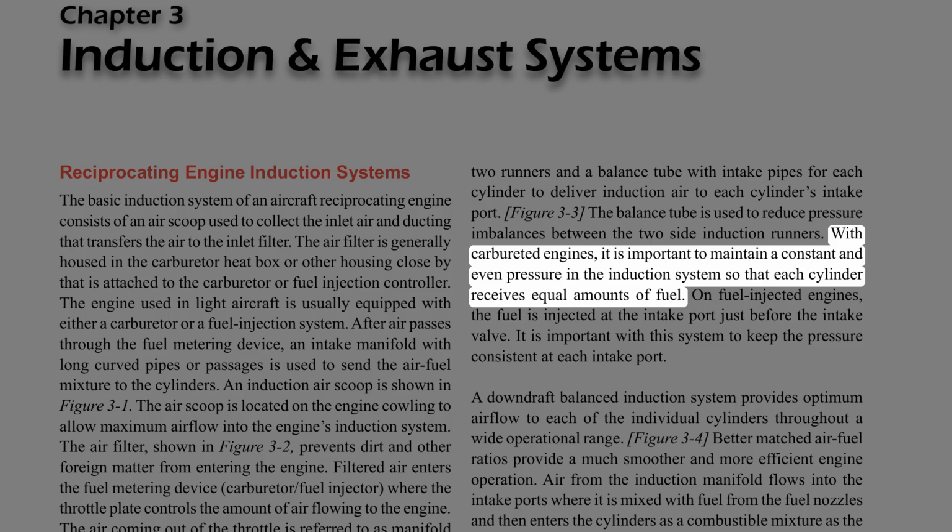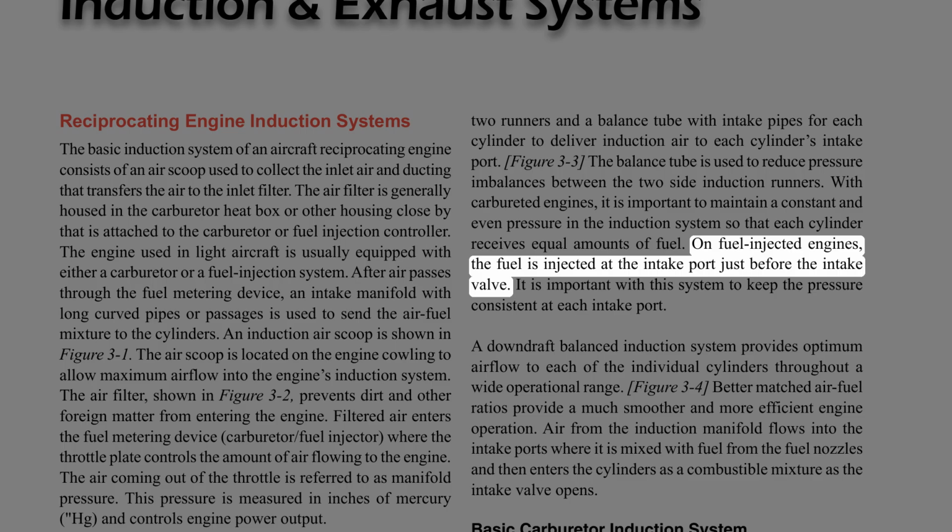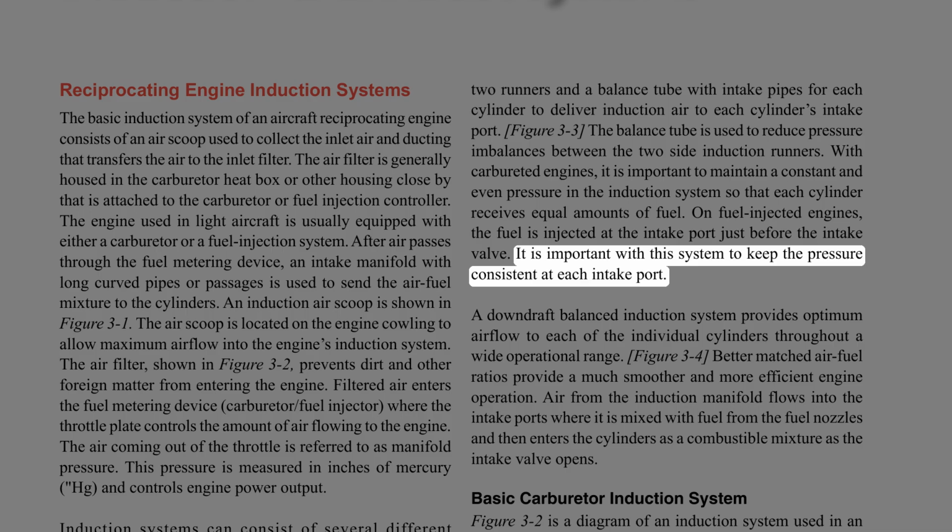With carbureted engines, it is important to maintain a constant and even pressure in the induction system so that each cylinder receives equal amounts of fuel. On fuel-injected engines, the fuel is injected at the intake port just before the intake valve. It is important with this system to keep the pressure consistent at each intake port.